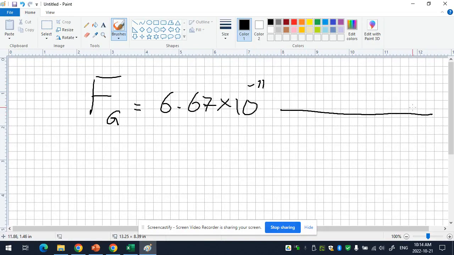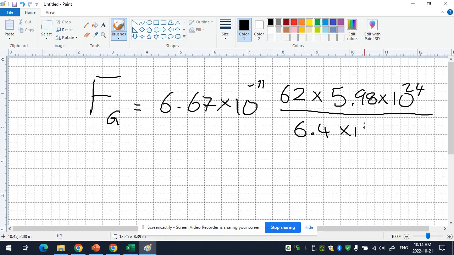Okay. What's my mass? I use 62 times. What's the mass of the Earth? 5.98 divided by what? 6.4. But with what? With a square. Don't forget the square.